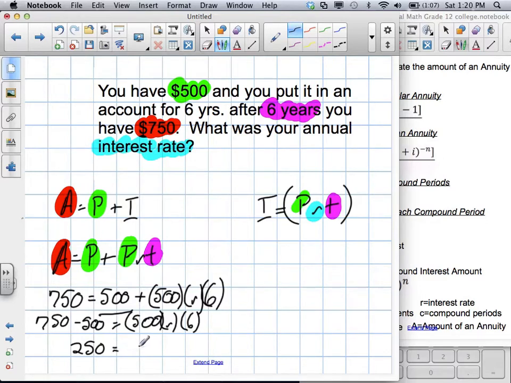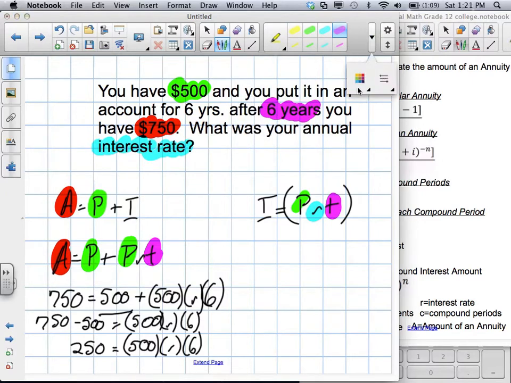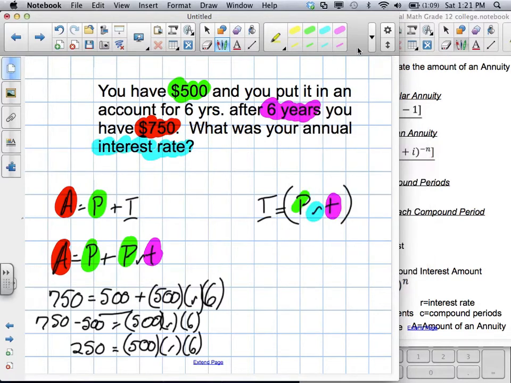How much? What could 250 represent in this one? Money you earned from your start. What do you mean from your start? From $500, you earn 250. From the initial interest. Yes, you're right. 250 is actually our I.